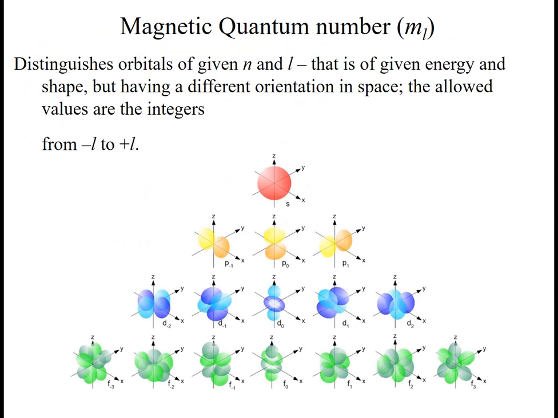The third one is the magnetic quantum number. And like I said, that's the orientation in space. It's from minus L to positive L. Okay, so S, like I said, is a sphere. Think about a basketball. Basketball is also a sphere. It doesn't matter which way I hold that, it looks the same. So therefore, there's only one orientation.